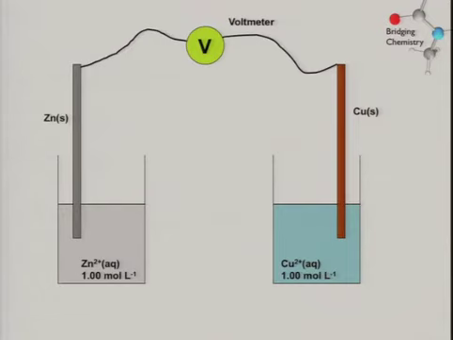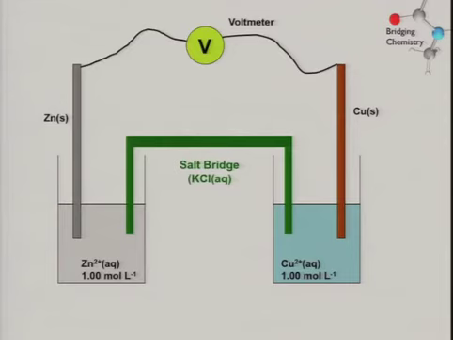And then the last thing we have to do is put in something called a salt bridge, which can be horribly complicated or could just be a piece of wet filter paper. But the salt bridge is wet with a solution of some ionic compound. So say potassium chloride.